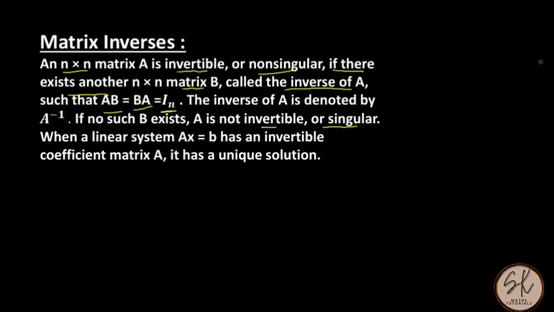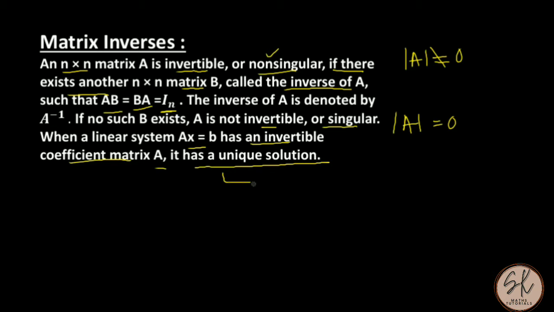Singular means the determinant of A is equal to 0, and if the matrix is non-singular, that means the determinant of that matrix is not equal to 0. When a linear system AX equals B has an invertible coefficient matrix A, it has a unique solution. I'll be discussing this in the system of linear equations, so till then just remember these points.